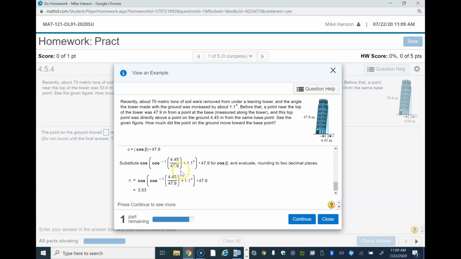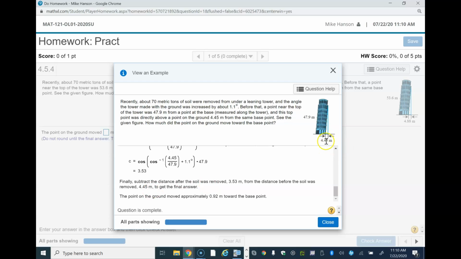So now we take what we discovered in the first part of the problem, times the 47.9, and then we take the cosine at the end. So this is what we type in our calculator: cosine of the inverse cosine of our two parts that we found in the first part, plus the increase, times 47.9, and we get 3.53.